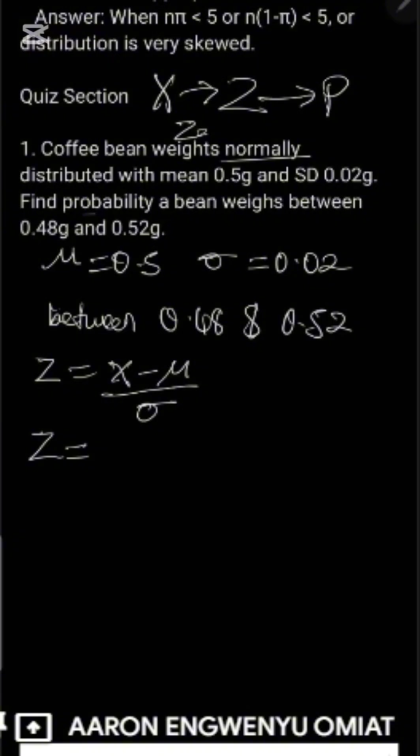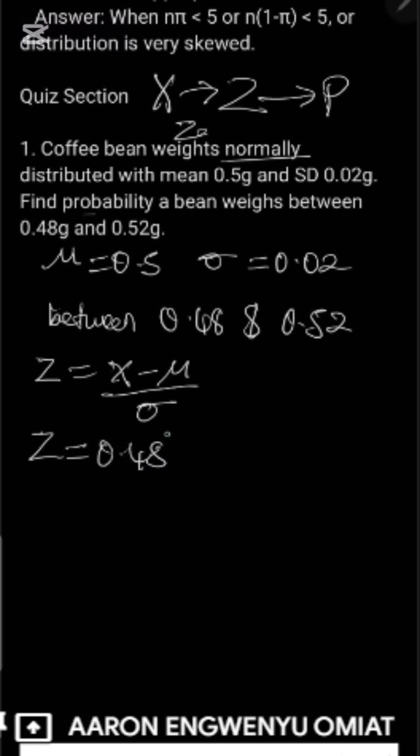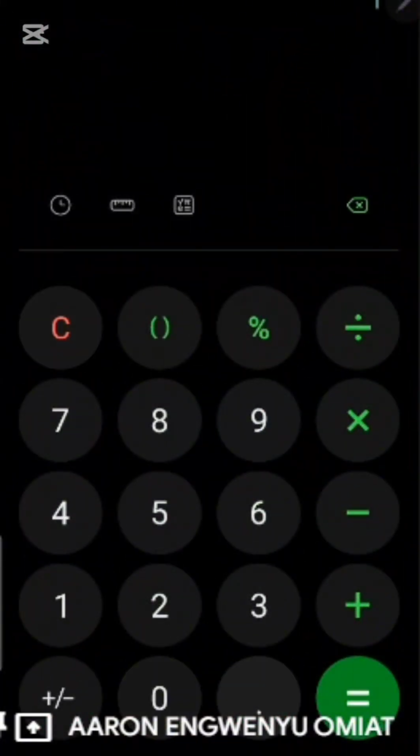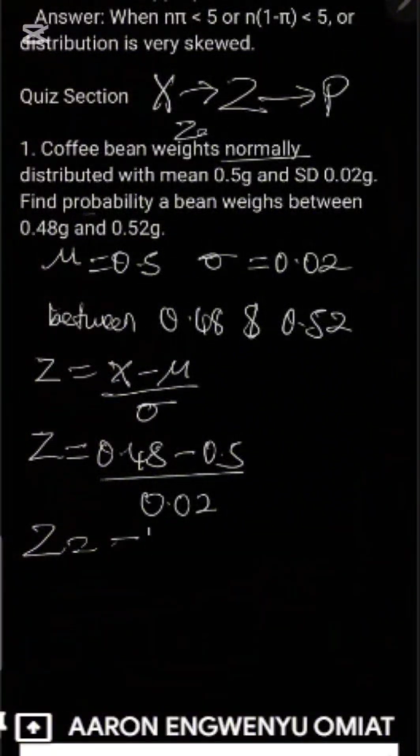You get 0.48. Then minus the mean, which is 0.5, divided by the standard deviation, which is 0.02. So if you calculate this, 0.48 minus 0.5 divided by 0.02, so z will be negative 1.